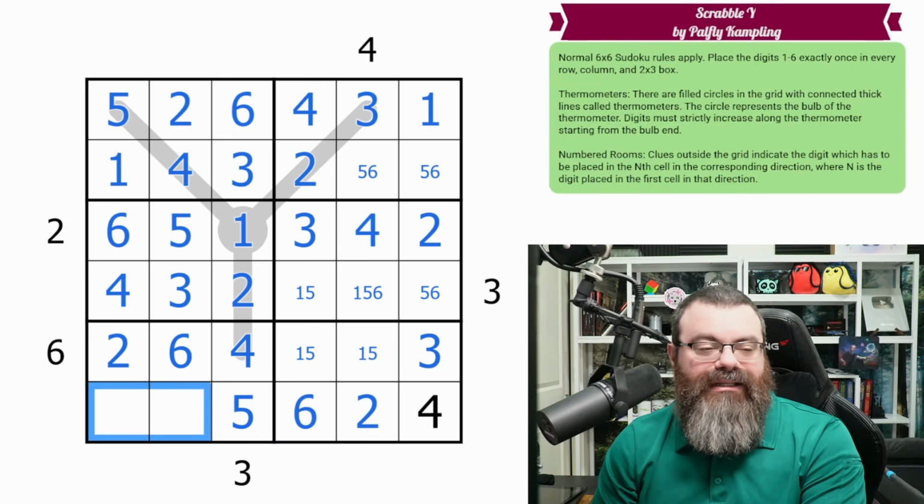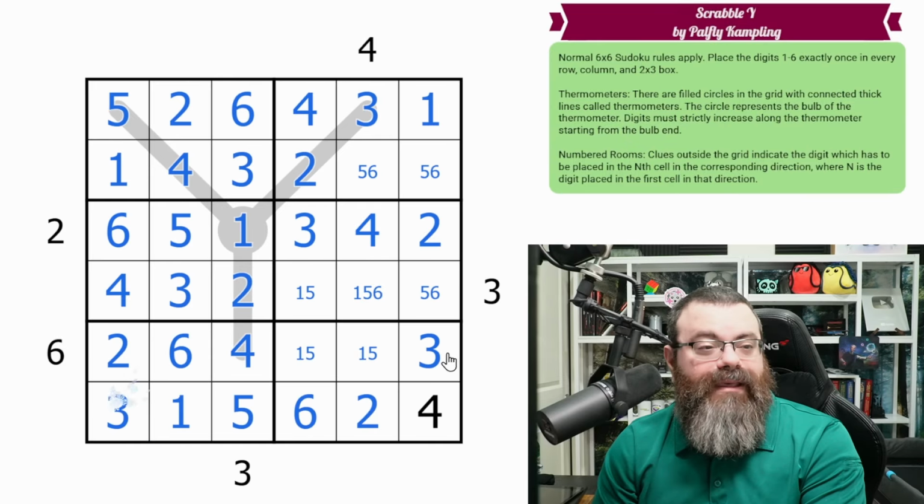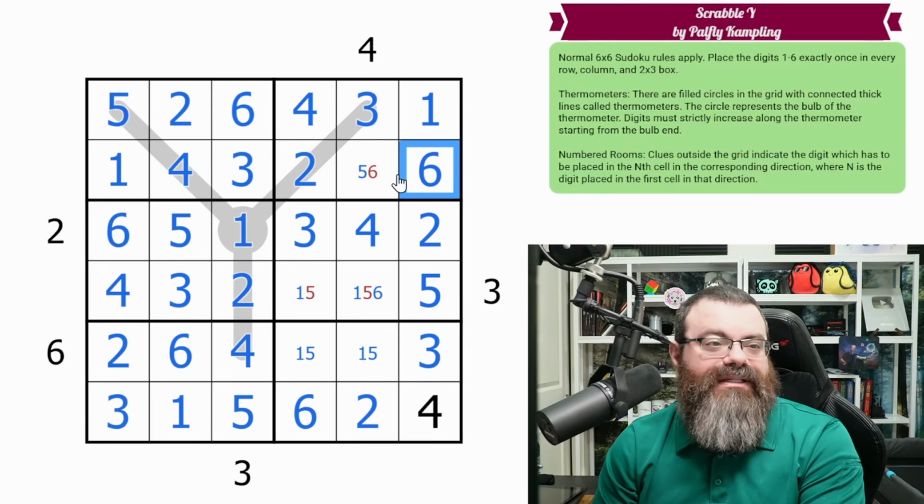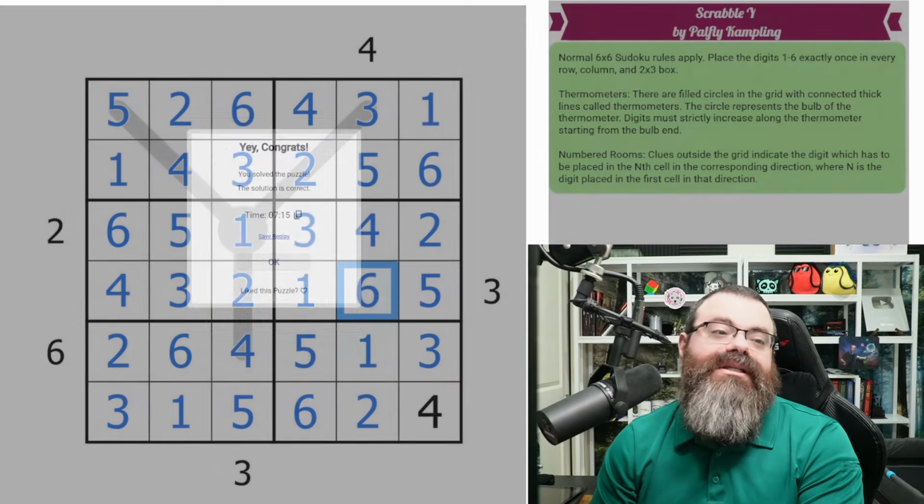And then down here, I need the 1 and 3. We know the order. So that's 3, that's 1. And finally, there's got to be something here. Oh, yeah, we placed the 3 here. So that's 5, that's 6, 5. 1, 5, 1, 6. All right.